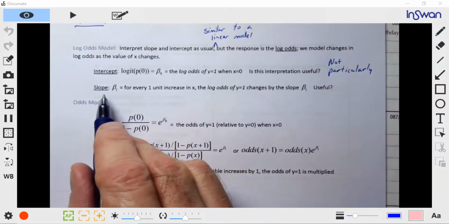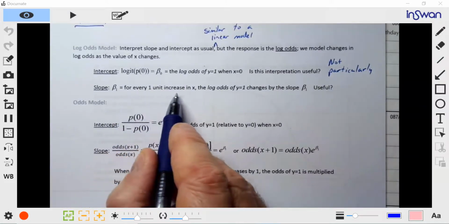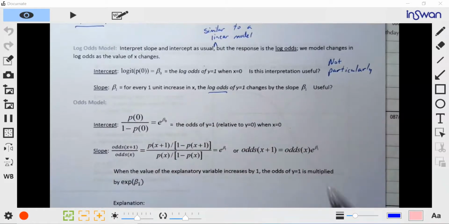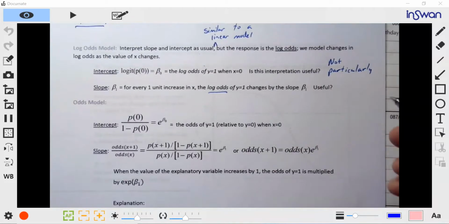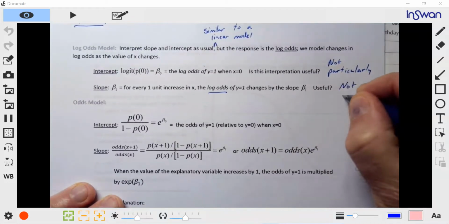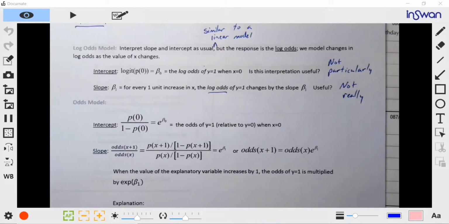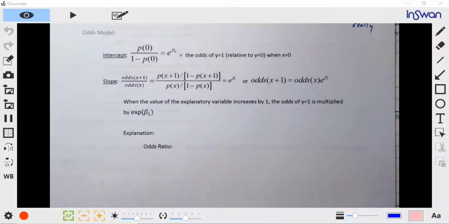The slope, just like in simple linear regression, is interpreted as: for every 1 unit increase in x, the log odds of y equals 1 changes by the slope beta 1. Again, is that useful? Not really. This is not a very useful interpretation, but that's where we start in logistic regression. But we get more useful interpretations when we switch into either the odds or the probability model.